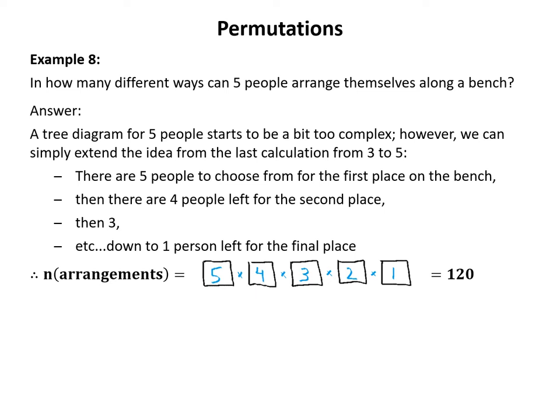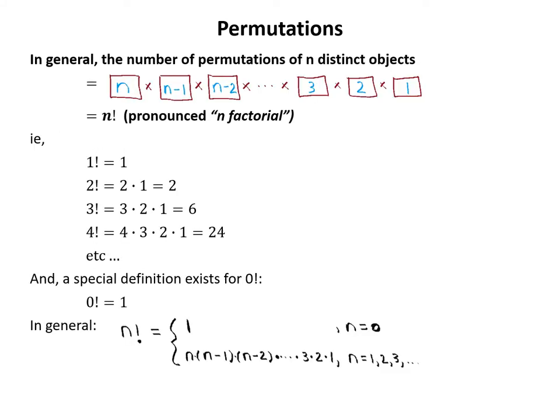And we don't really need a tree diagram for that. So the answer works out to be 120. In general, the number of permutations of n distinct objects is equal to, and so now we're sort of taking a step back and looking at this more generally. So you can see we're using the same sort of diagram here with the boxes. So for the first box, we can choose from all n of the objects, and then each successive choice has one less. So it becomes n times n minus 1 times n minus 2, and so on and so forth. So you see the times dot dot dot, and then times 3 times 2 times 1. So that's a general way of representing that.